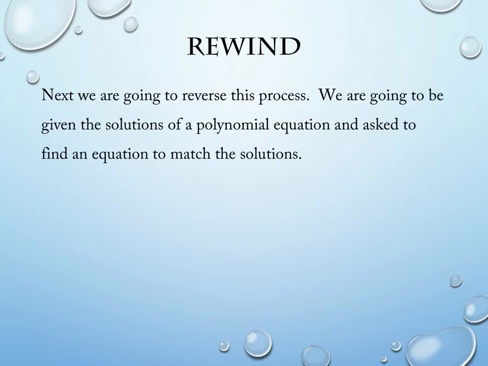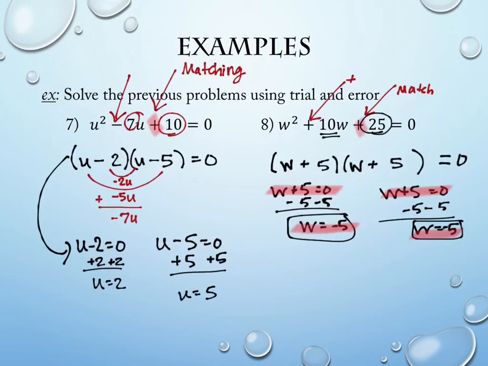On this next piece, we're going to reverse the process. We're going to be given the solutions of a polynomial equation, and we're going to be asked to find an equation. So in a very real sense, we're going to start at the bottom where they're going to say, hey, u is equal to 2, u is equal to 5. What equation did that come from? Okay? So we're going to take this sort of from the bottom up in terms of the work that we've done.